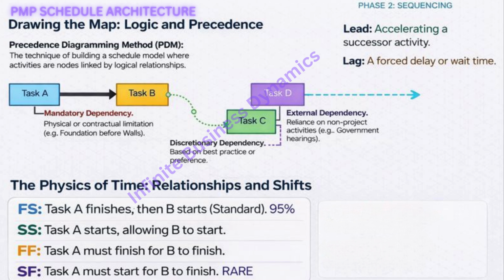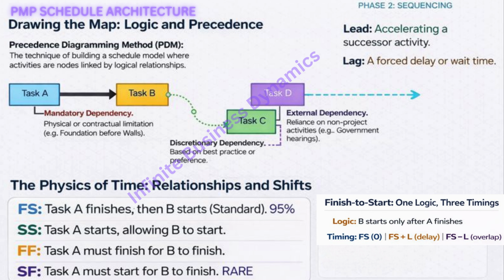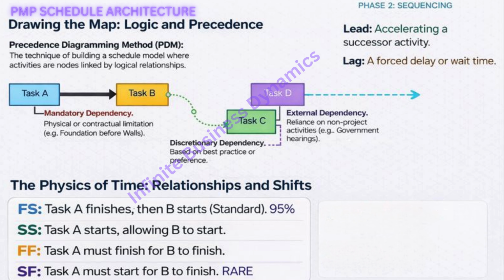We have our list of tasks. Now we have to play connect the dots. This is drawing the map. We use something called the precedence diagramming method, or PDM. Visually, it's just boxes or nodes representing tasks connected by arrows that show the logic. And the logic isn't always that simple. The sources list 4 types of relationships between tasks.